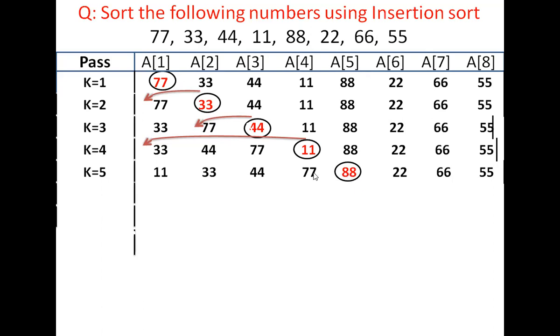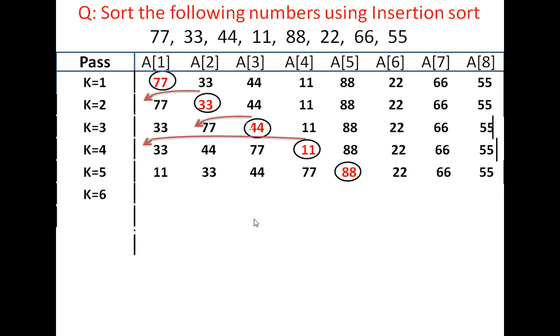Since 88 is greater than 77, this is the position where 88 has to be inserted. That means 88 remains in its own position. If we insert 88 here itself, then this subarray becomes sorted: 11, 33, 44, 77, and 88. That means there is no movement for this 88. 88 will remain as it is in its position in this step. Then go to the next pass.